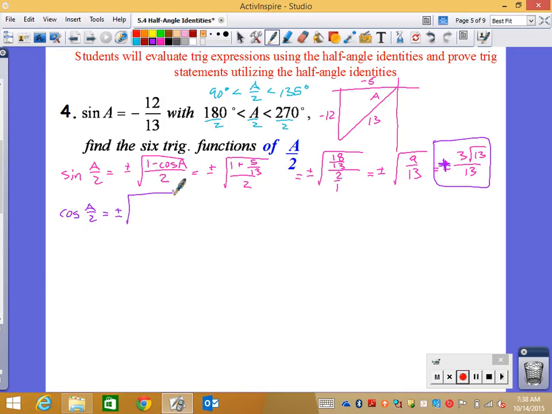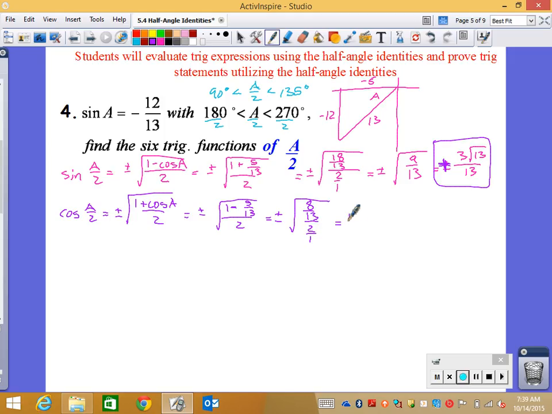Using my angle identity, it's 1 plus cosine A over 2. I'm going to do this one a little bit quicker. It's the exact same process. 1 plus cosine of A is 1 plus negative 5 over 13, so this becomes plus or minus the square root of 13 over 13 minus 5 over 13, divided by 2. Well, that'll just give me 8 over 13 on top divided by 2 over 1.